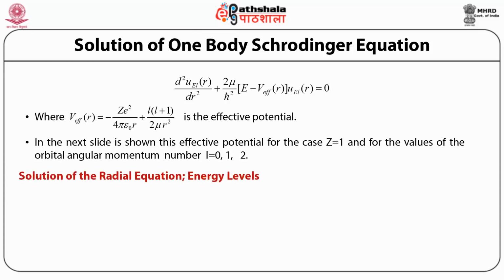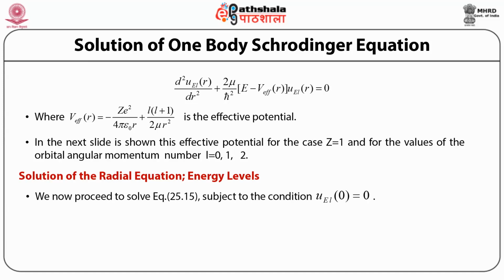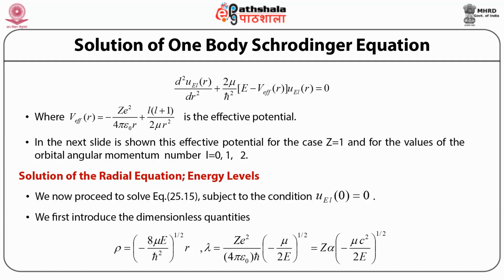So the solution of the radial equation and energy levels: we now proceed to solve equation 25.5 subject to the condition U E l of 0 equal to 0. We first introduce the dimensionless quantities, that is rho is equal to minus 8 mu E by h cut square to the power half multiplied by r, lambda is equal to Ze square by 4 pi epsilon naught h cut multiplied by minus mu by 2E to the power half, equal to Z alpha multiplied by minus mu c square by 2E to the power half.